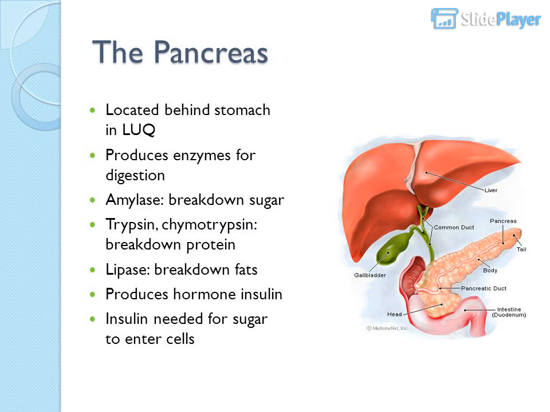The pancreas, located behind the stomach in the left upper quadrant. Produces enzymes for digestion. Amylase, breaks down sugar. Trypsin, chymotrypsin, break down protein. Lipase, breaks down fats. Produces the hormone insulin. Insulin is needed for sugar to enter cells.